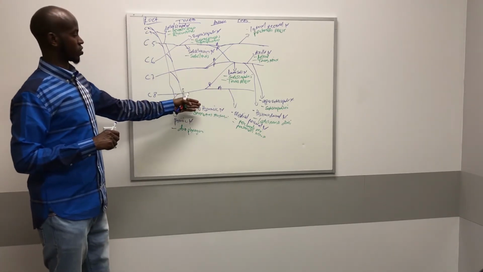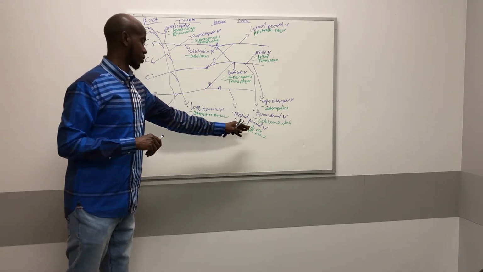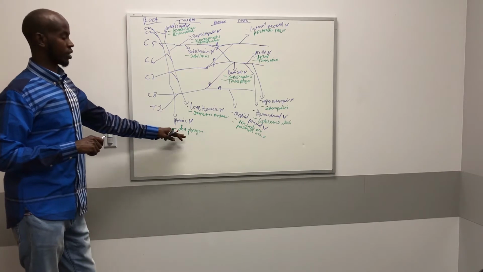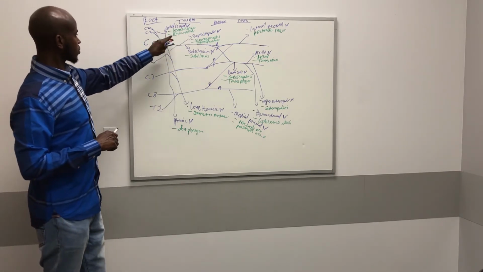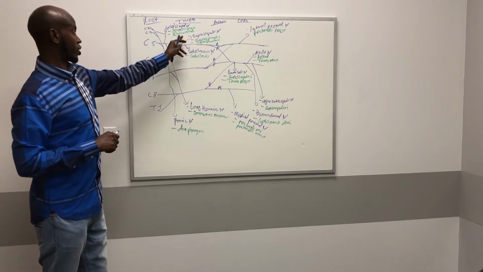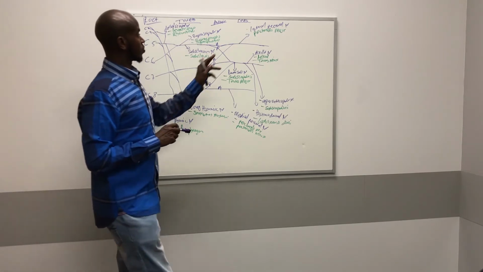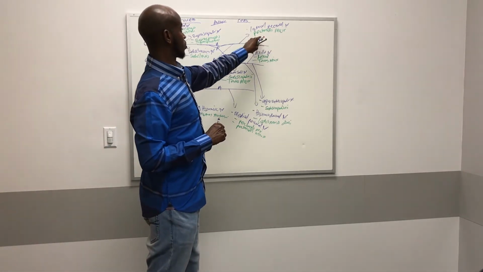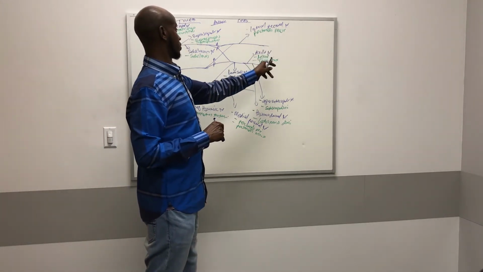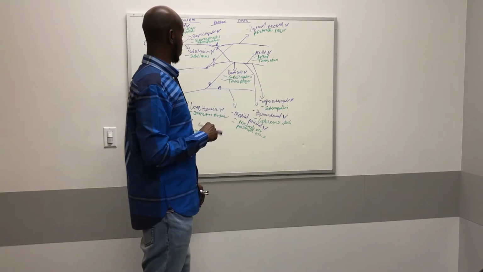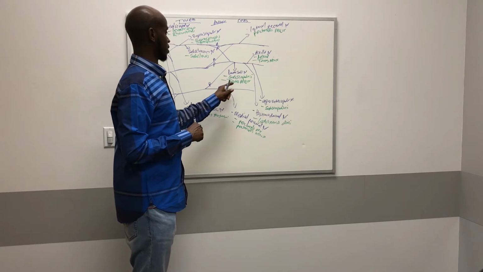So serratus anterior for long thoracic, medial pectoral nerve for pectoralis minor and major, phrenic nerve, diaphragm, dorsal scapular nerve, levator scapulae and rhomboid, rhomboid major and minor. Lateral pectoral nerve, pectoralis major. Axillary nerve, deltoid and teres minor. Lower subscapular nerve, subscapularis and teres major.